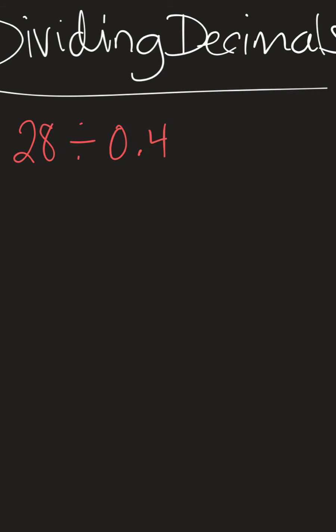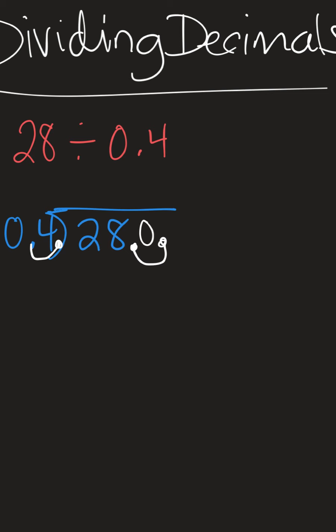Now I'm going to set this up. I'm going to place my dividend inside, my divisor outside. Now we don't like decimals in our divisor, so what we're going to do is we're going to move the decimal place to the right until I have a whole number divisor. But what that means is I'm going to do the same thing to the dividend inside. So I have 28. There's a decimal that we imagine at the end there, so I'm going to move it over one time because I moved the decimal to the right one time on the outside.